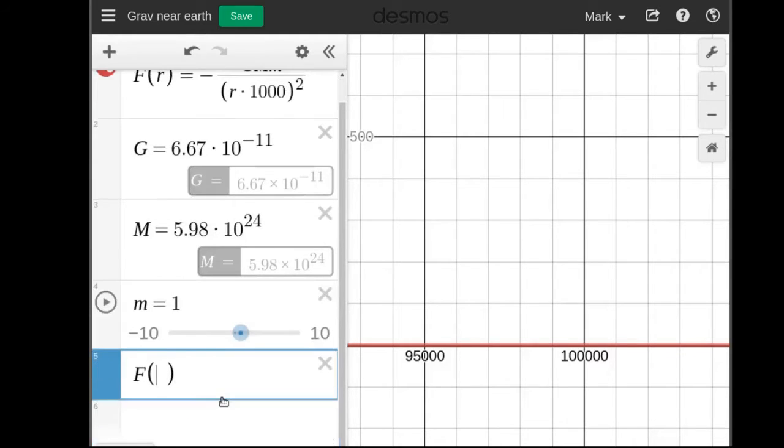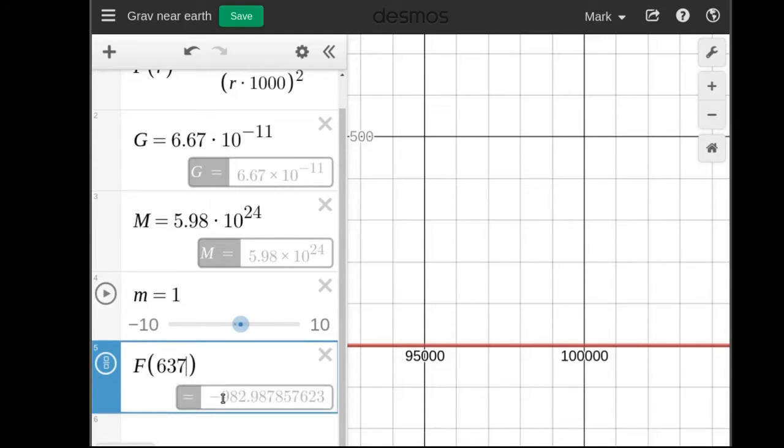So let me put that back to the 6370 at the Earth's surface. You can see the negative 9.8 meters per second squared that comes from the acceleration due to gravity at the Earth's surface. And we're going to think about what does it mean to really escape.